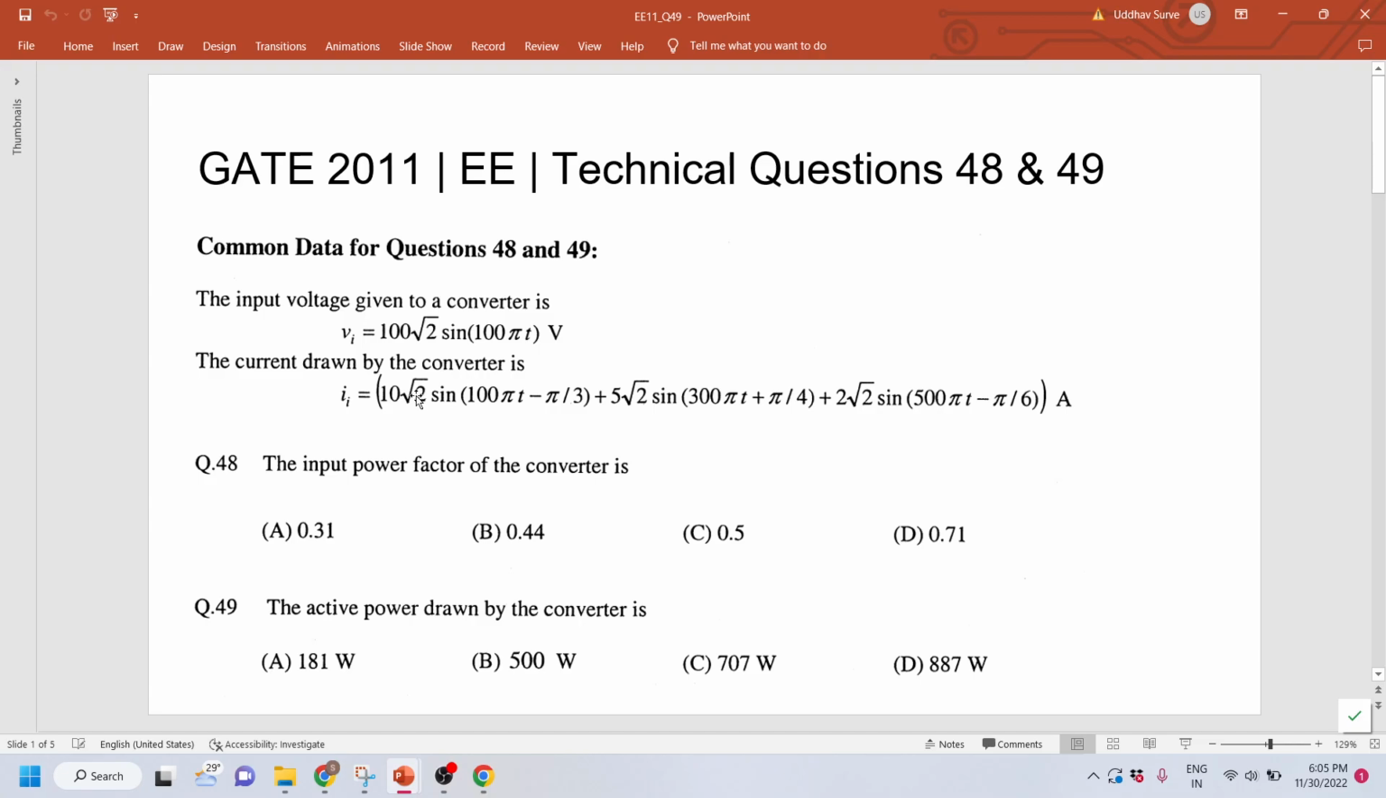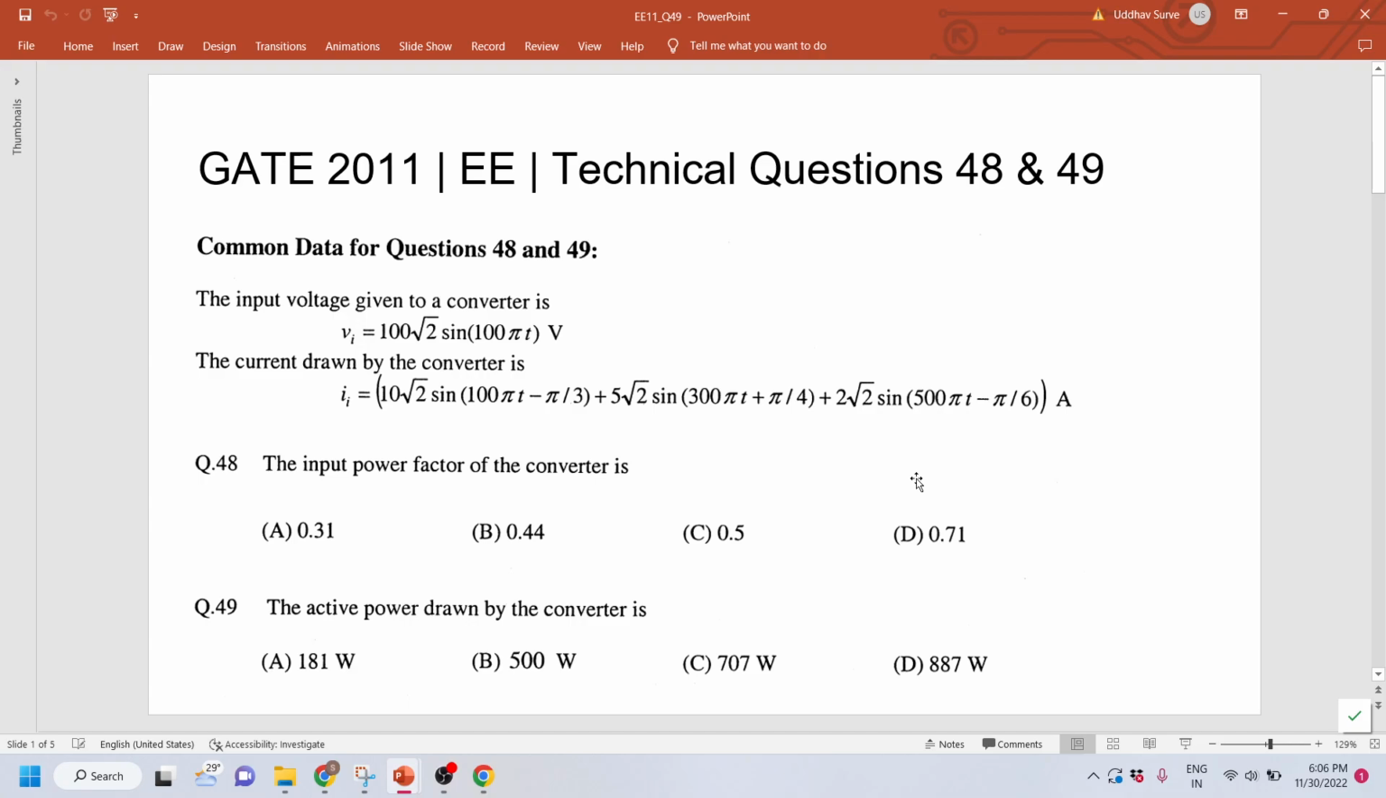So the current has a fundamental component of 10 root 2 sine 100 pi t, 5 root 2 amplitude of the third harmonic, 300 pi t, and 2 root 2 amplitude of the fifth harmonic, 500 pi t. Okay, so now we have to calculate what is the input power factor of the converter and what is the active power drawn by the converter.